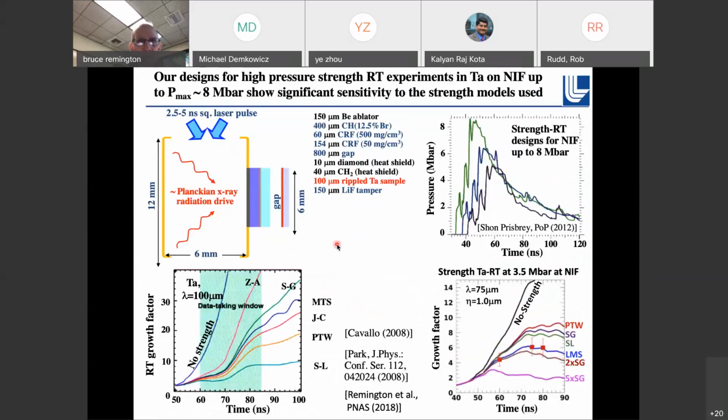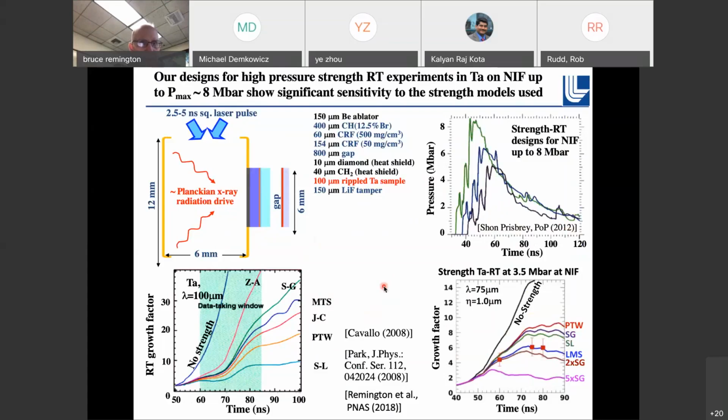We've continued these experiments and taken them to NIF now, and now I show you NIF designs. So things are scaled up quite a bit. With the larger energy on NIF, we can go to pressures up to, say, a peak pressure of 8 megabars. Here's a whole series of designs of pressure versus time done by simulations of Sean Prisbrey, published in Physics of Plasmas in 2012, showing we had designs ranging anywhere from a few megabars up, actually peaking out close to 10 megabars.